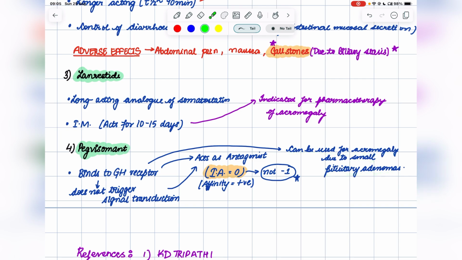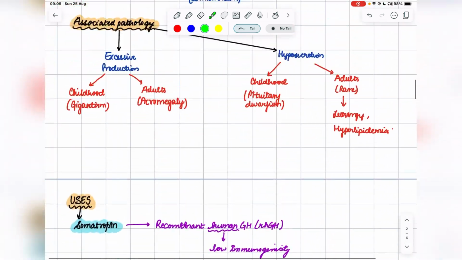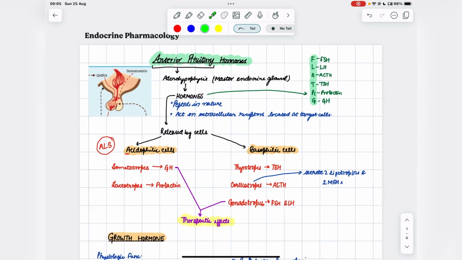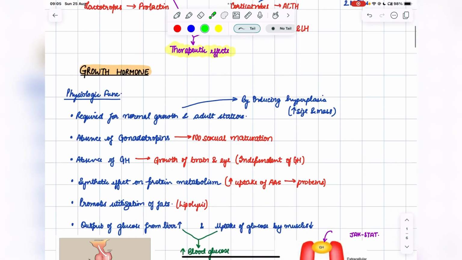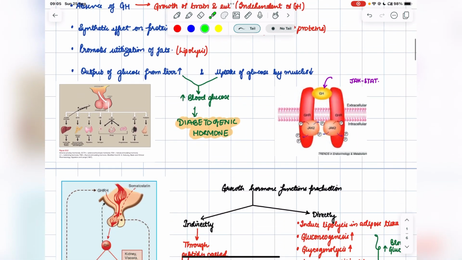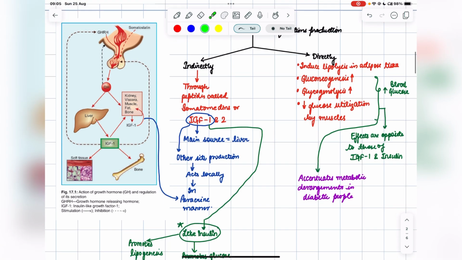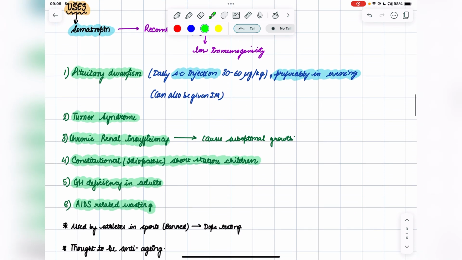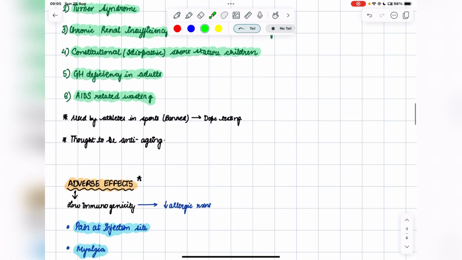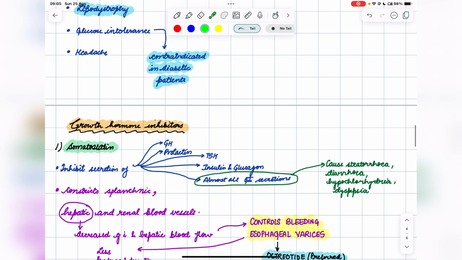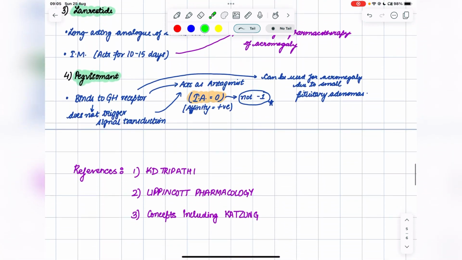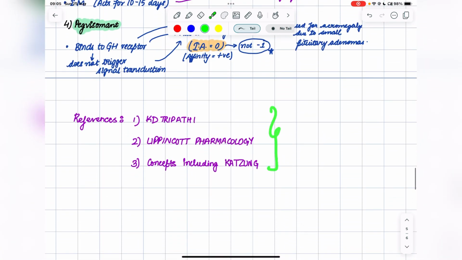So that was all, guys, what we discussed from the starting. Firstly, the general introduction of anterior pituitary hormones, then physiological functions of growth hormone, how it produces its effects, how it's regulated, what the pathologies are, how it and its analogs can be used, what their adverse effects are, how the inhibitors can be used, and what their adverse effects are. And these are the references that were used.